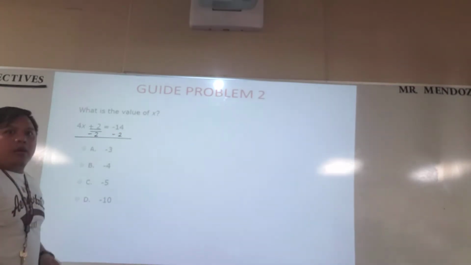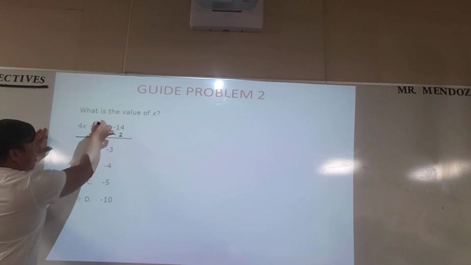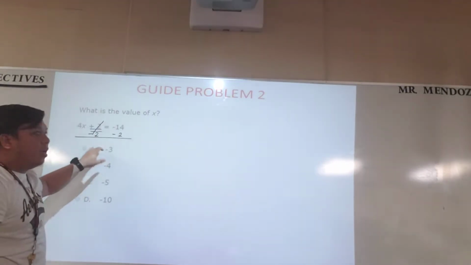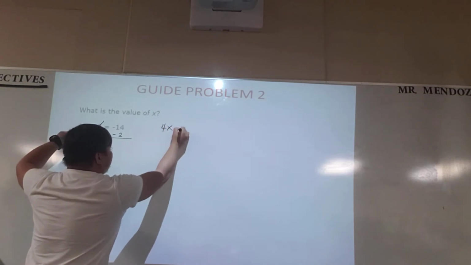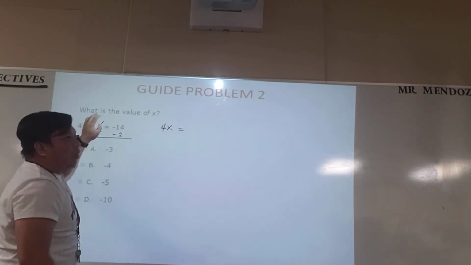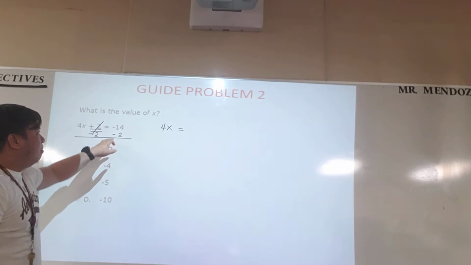There you are. And with that, you could cancel this one because 2 minus 2 is 0. So the 4x will be left in here. So 4x is equal to, okay, what about negative 14 minus 2?